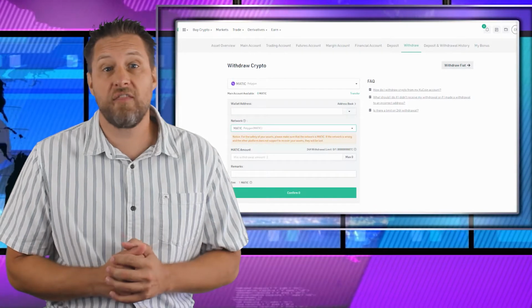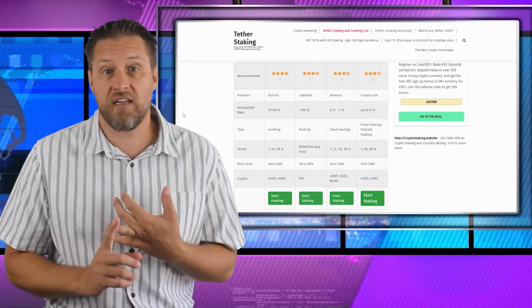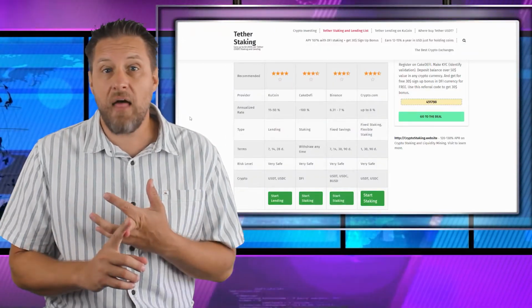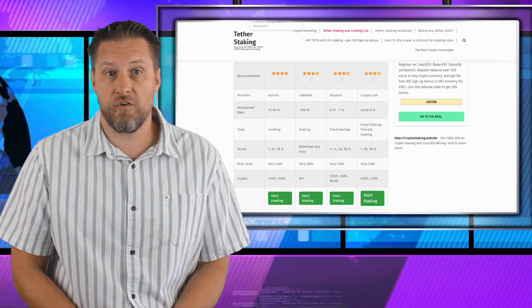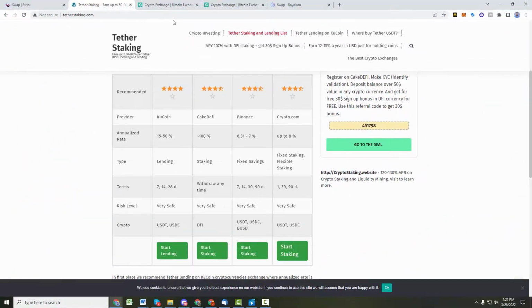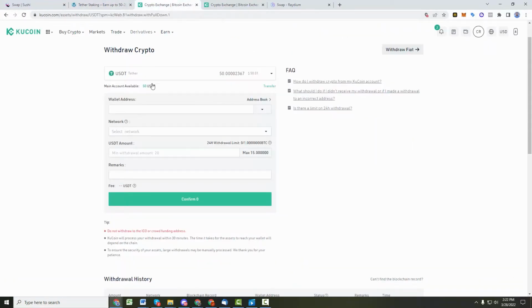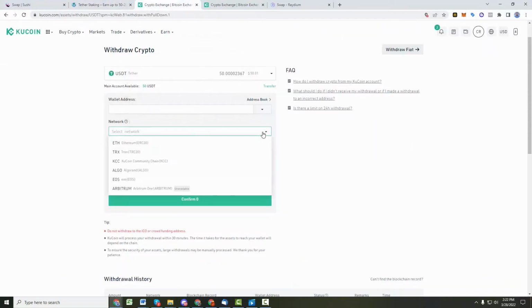If you want to use your Tether for NFTs, decentralized exchanges, DeFi platforms, or staking, you'll have to be smart and careful with how you remove your Tether. First, you need to know what network you want your Tether on. While this seems kind of basic, it often confuses people. Once you know what kind of Tether you need, it's time to go and get it.